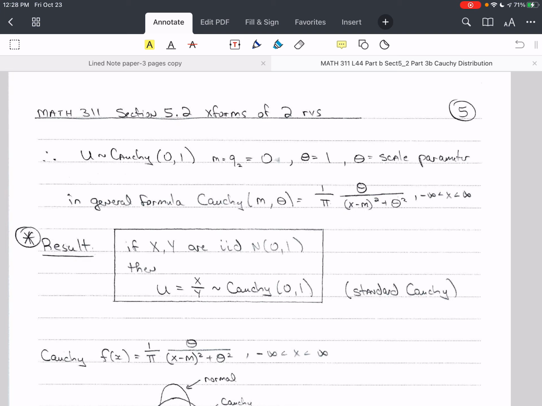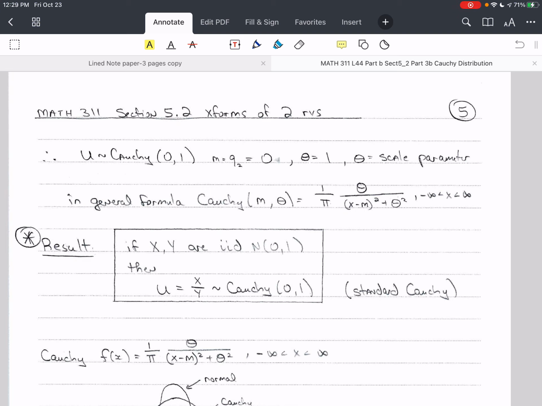Last time we found out that the ratio of two random variables that are distributed with a standard normal distribution is a standard Cauchy, Cauchy 0, 1. So what does the 0 stand for? The 0 is for the median, not mean, but median, or Q2. And the 1 here is theta, which is a scale parameter, how wide or narrow the distribution is.